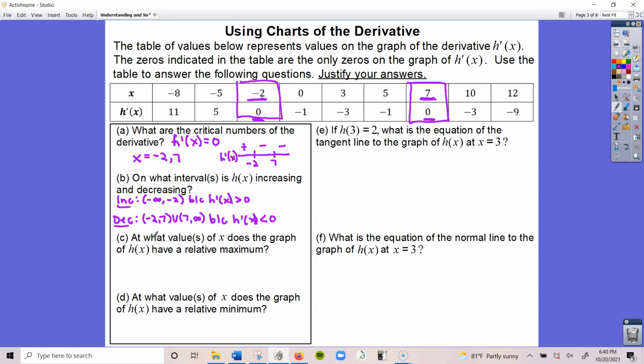For the next one, at what values of x does the graph of h of x have a relative maximum? Now we have a maximum when the derivative changes from positive to negative. So that means that we have a maximum right here at x is equal to negative 2. And the reasoning would be because h prime of x changes from positive to negative.